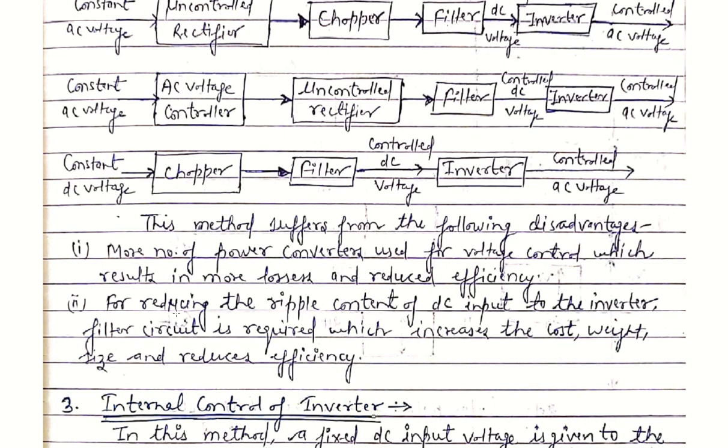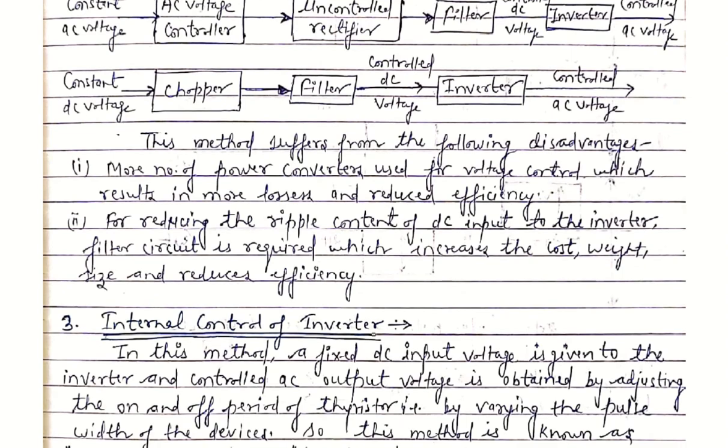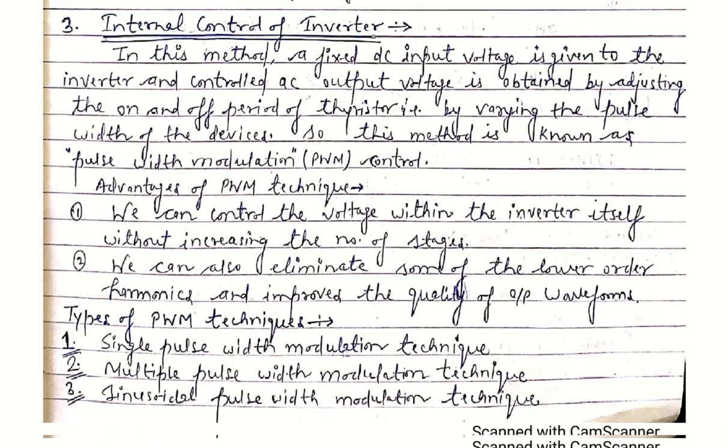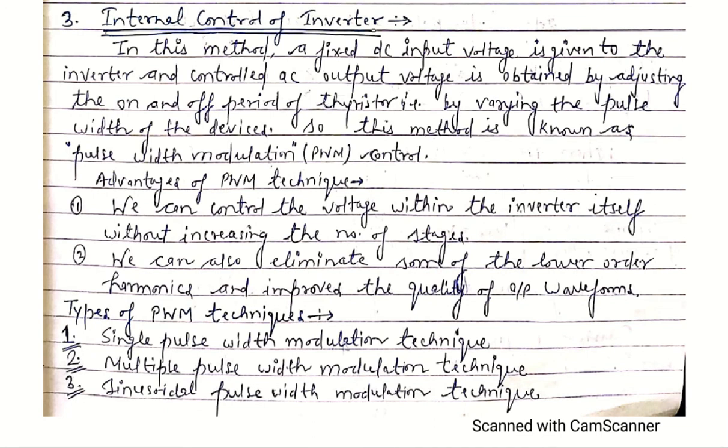The second one is that for reducing the ripple content of the DC input voltage to the inverter, a filter circuit is required. A filter circuit is always required for filtering action. To reduce the ripple, a filter circuit is required, which increases the cost, weight and size, and reduces the efficiency. These are the two disadvantages in case of external control of the DC input voltage. So by seeing these first two methods, now we'll come to the third method, which is known as internal control of the inverter. It is also known as PWM control, which is very important from the exam point of view.